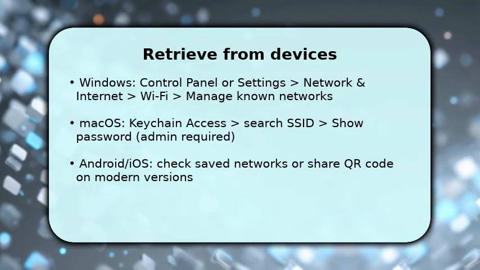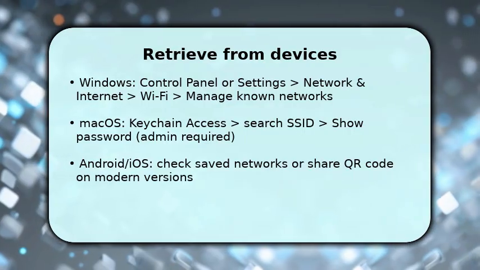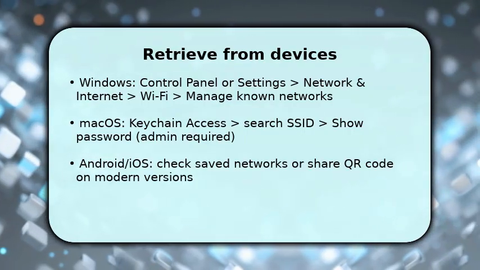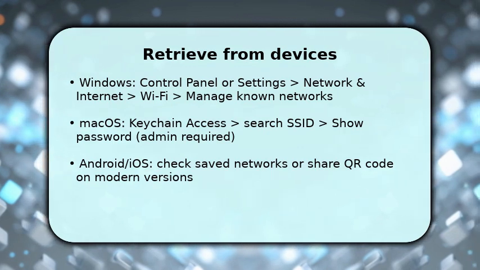On Android and iOS, newer versions let you view or share saved Wi-Fi via a QR code. Use this when you can't access a desktop. These methods avoid resetting router configs.